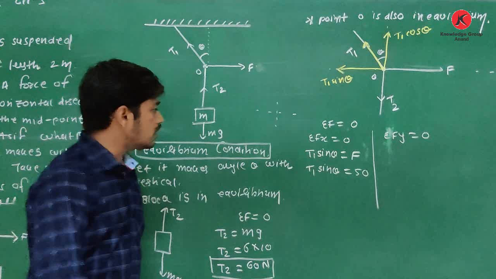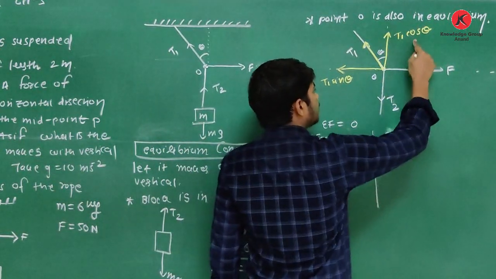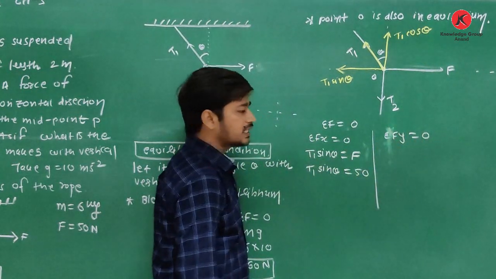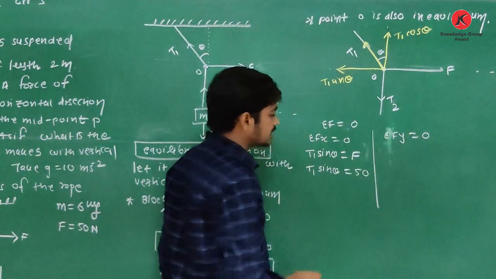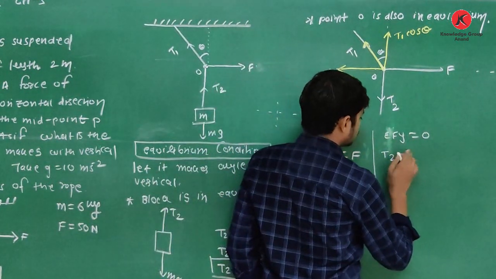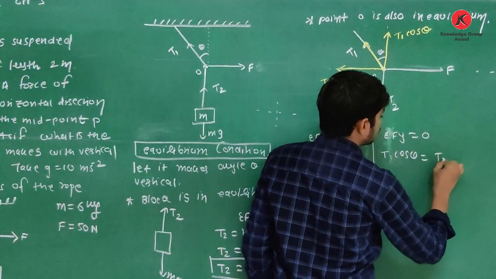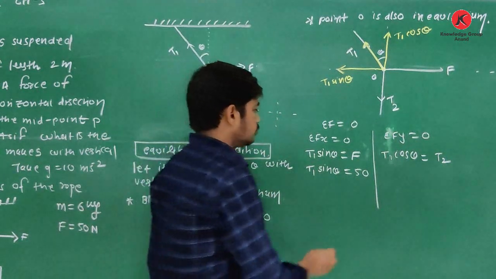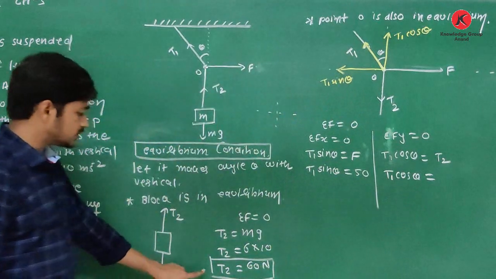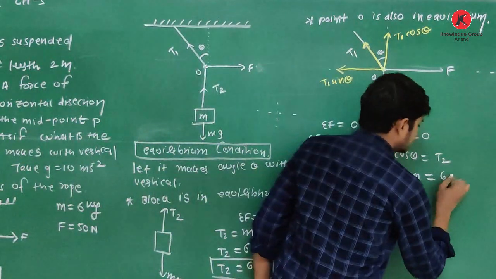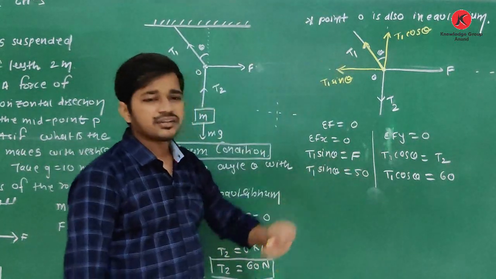Clear about this? Now, sigma Fy, forces acting along y direction, T1 cos theta and T2. So how can I write? Forces acting in upward direction are equal to forces acting in downward direction. So T1 cos theta is equal to T2. What is the value of T2? It is 60. Clear about this? So for point O in equilibrium, we can write these two equations.